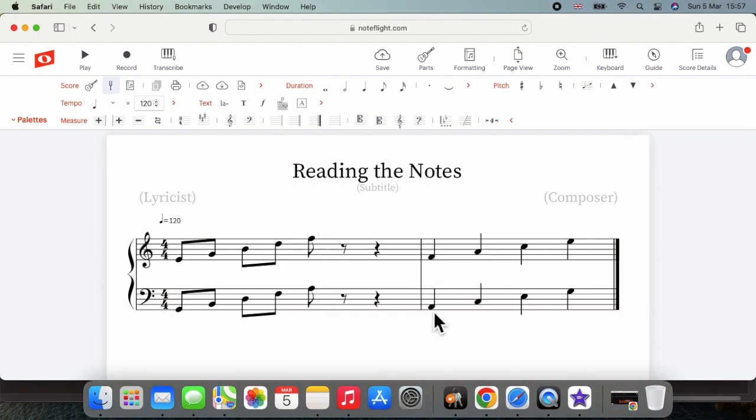Moving over to the lines on the bass clef that are in the spaces, we have A, C, E, G, and a good way to remember that is all cows eat grass, okay? All cows eat grass.